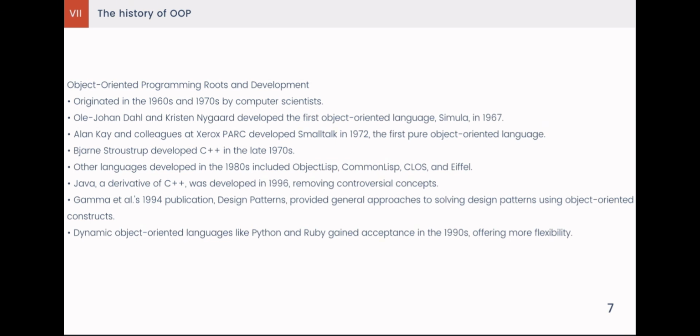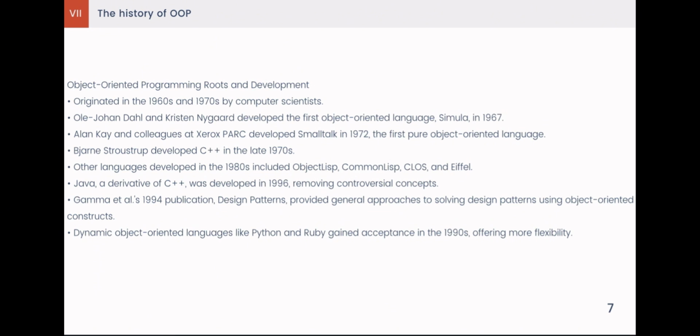Stroustrup developed an object-oriented language at Bell Laboratories in the late 1970s, which later became C++. The 1980s saw the development of other languages such as Object Lisp, Common Lisp Object System, and Eiffel. The popularity of the object-oriented model led to changes to Ada, which included concepts like inheritance, polymorphism, and dynamic binding.